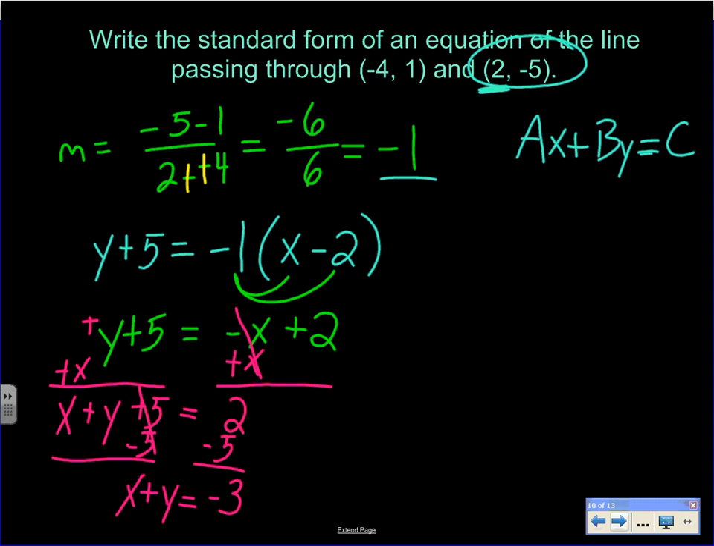So now if we look here, follow your guidelines. A, B, and C. A is 1, B is 1, those are the invisible ones, and C is going to be negative 3. A, B, and C are all integers. There are no fractions and decimals. A and B are not both 0, and A is positive, and we've met all the guidelines. So through meeting those guidelines, you have the standard form of an equation that passes through those 2 points.